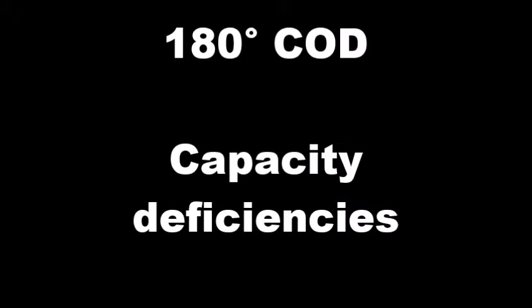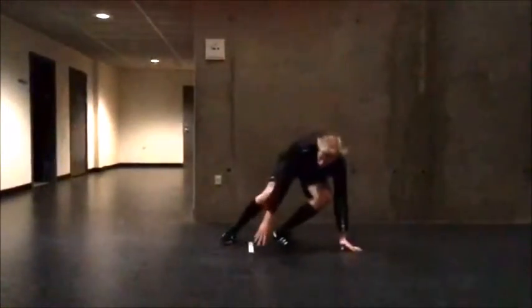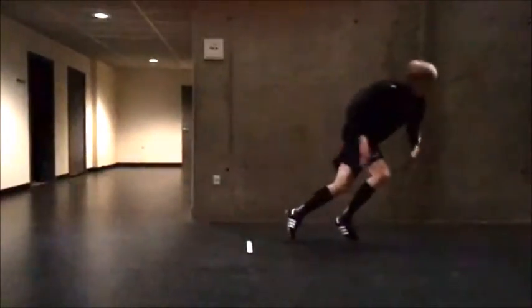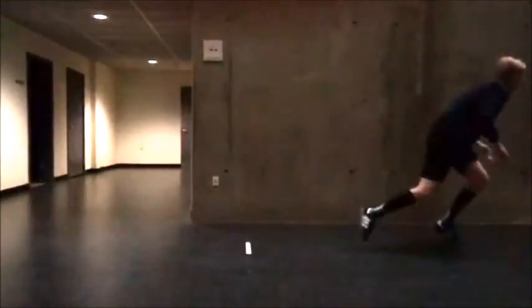Lastly, we will have a look at how we might resolve capacity deficiencies in the change of direction skill. This athlete is coming into the cut with high velocity, and he is not able to successfully apply a high enough magnitude of braking forces and braking impulse. The result is a very prolonged contact time and huge changes in range of motion around the hip joint in the cut.